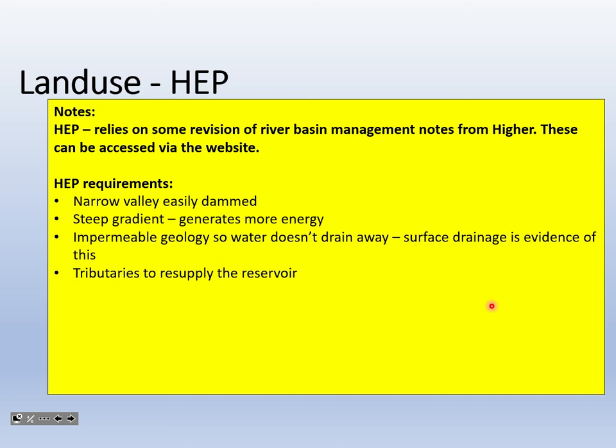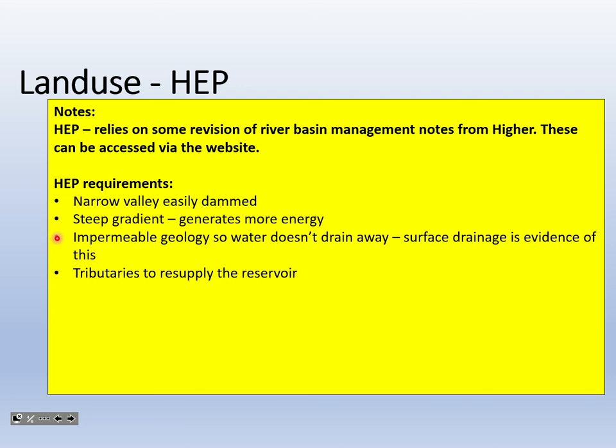Here basically are the requirements that hydroelectric power needs. When you're doing hydroelectric power, what you're doing is blocking a valley with a wall and capturing water behind it. The water builds up, and the pressure of that built up water can then be allowed to flow through a turbine, that's a fan, at the bottom of the concrete wall, which makes it spin and create energy. So we need a narrow valley that can be easily blocked up with a wall, known as a dam. We need a steep gradient, so the water has more energy, potential energy behind it. And that, of course, the steep gradient generates more energy.